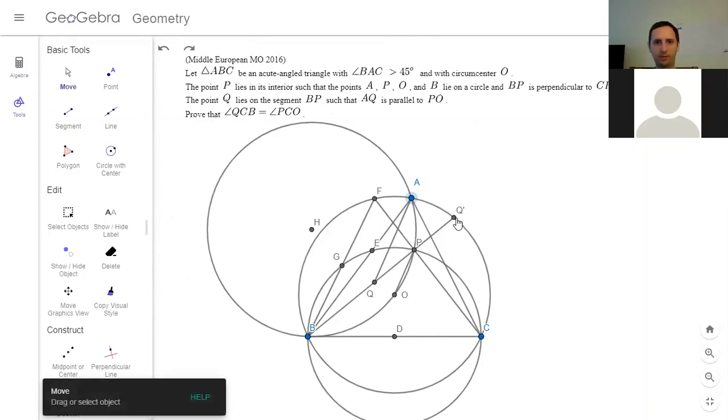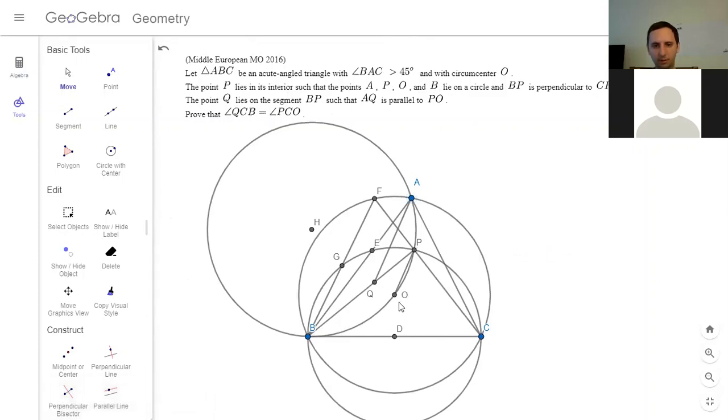Yeah, I'm going to delete Q prime for just a sec. I might add it back later, but let's see. So we have triangle ABC, O is the circumcenter. Those two circles intersect at P. We haven't used that AQ is parallel to PO, right? We just want to show that Q is the orthocenter of BFC. That's also the same as saying that C, Q, and G are collinear, right?